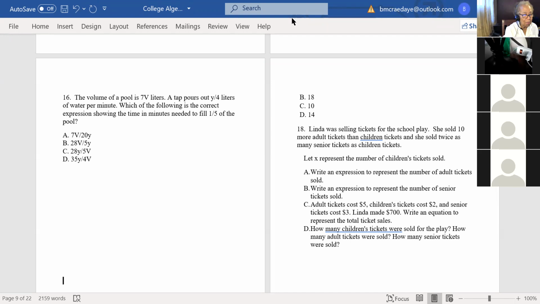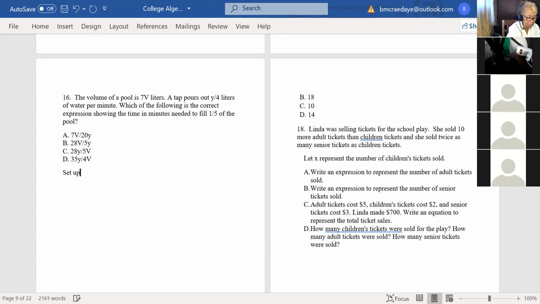Oh yeah, that way, talking to me now. It says to fill a fifth of the pool. So 7V would be V divided by 5, because it says 1/5, right? 1/5. Okay, so I want you to set up your ratio.